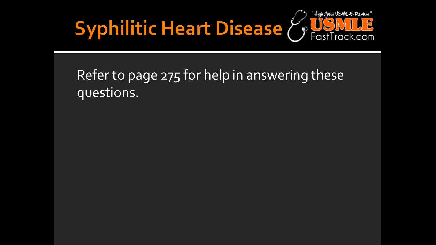What are some of the areas where calcification can happen in syphilitic heart disease? The calcification may happen in the aortic root and the ascending aortic arch. In syphilitic heart disease, what is a term that's given to describe the appearance of the aorta? The term given to describe its appearance is the tree bark appearance.